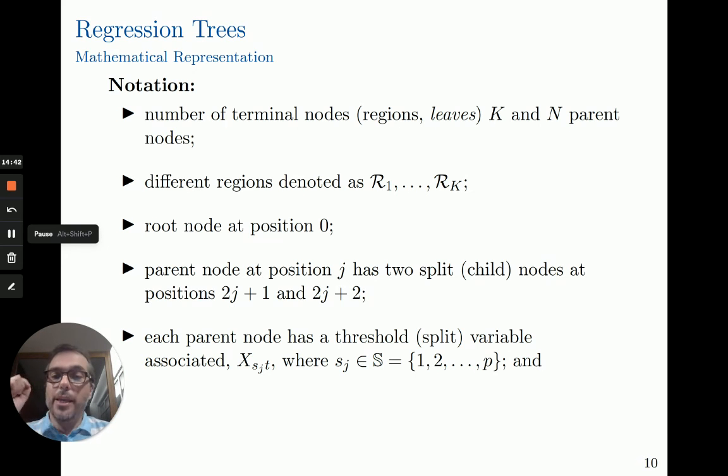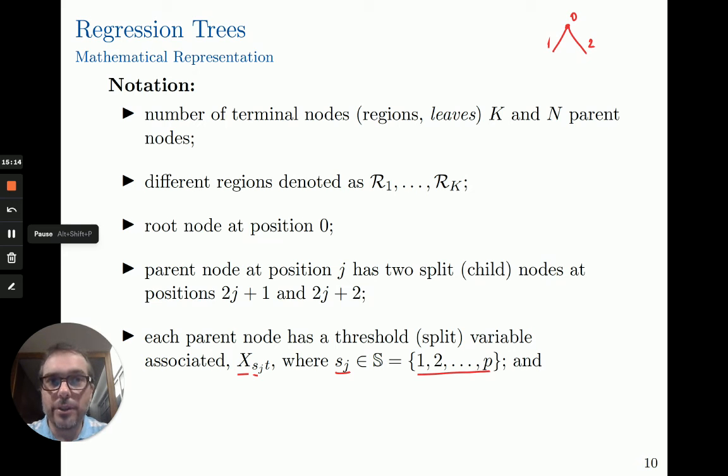Okay, so each parent node has a threshold, a split variable associated with it that we are going to call x of sjt, and sj belongs to the set S that's 1 up to P. So basically, we have here the root node at position 0, and then we have two nodes. This node will be at position 1, and this one at position 2.